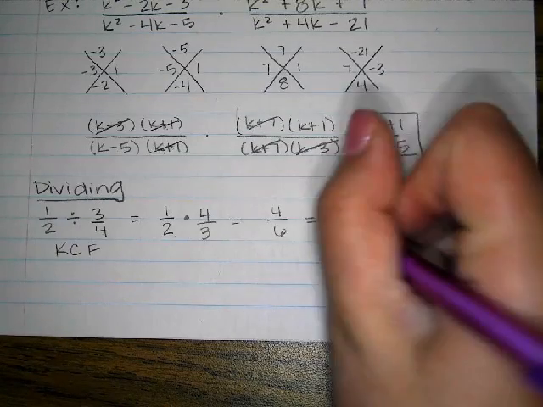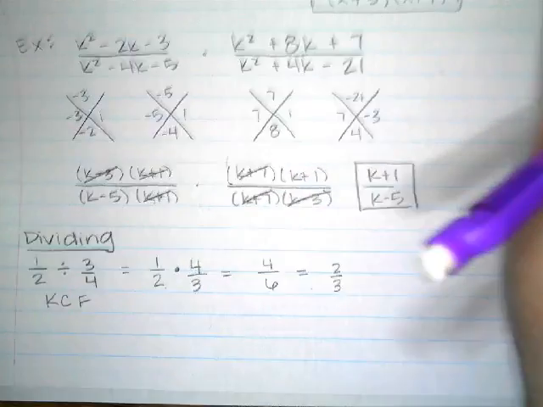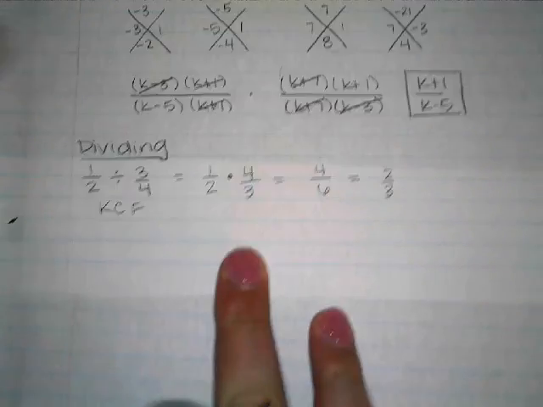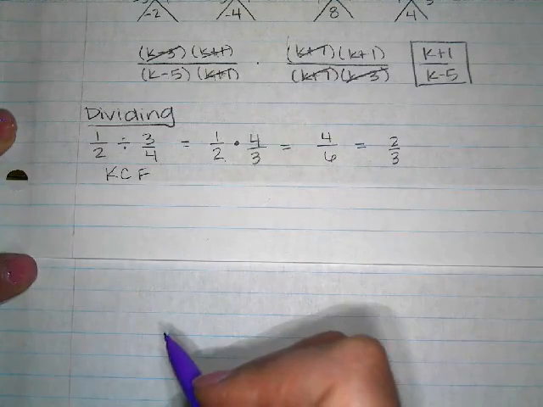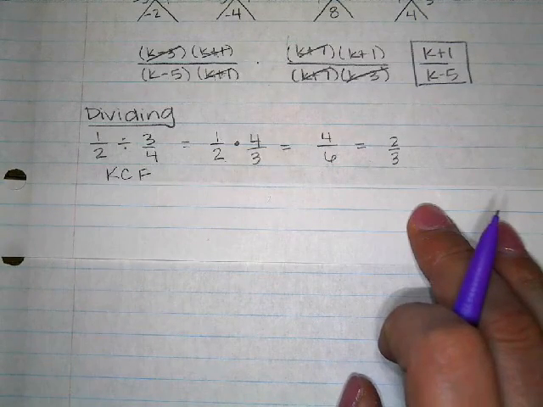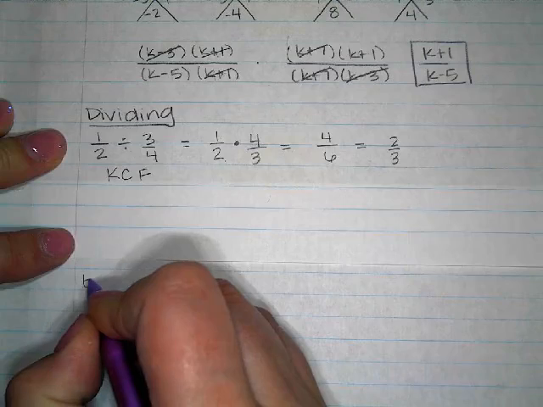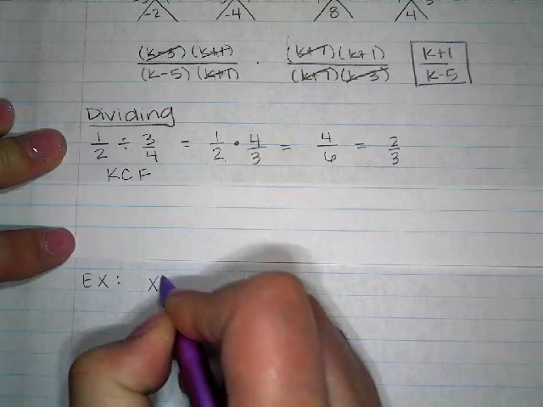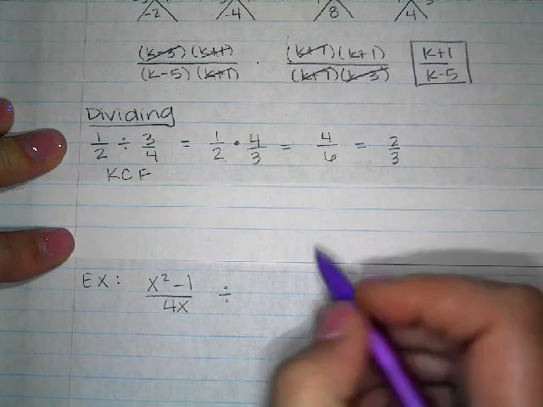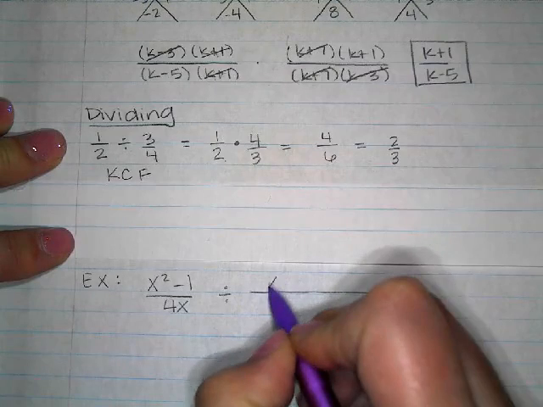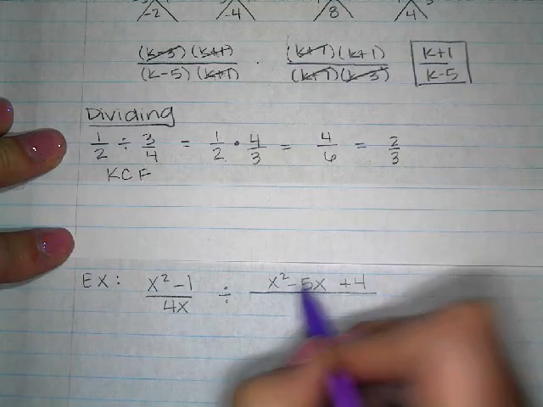So let's go ahead and do a Math 3 version of the problem. All right, so we're going to write down the Math 3 version. The Math 3 version is, let's write it. X squared minus 1 over 4x divided by x squared minus 5x plus 4 over x cubed minus 16x.